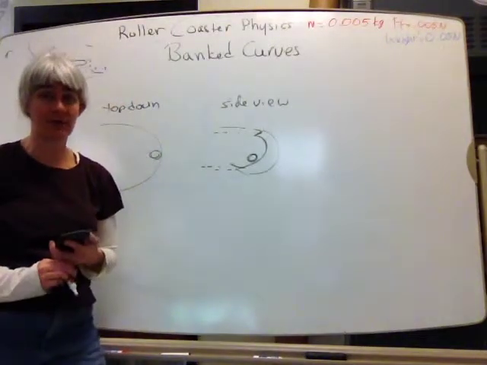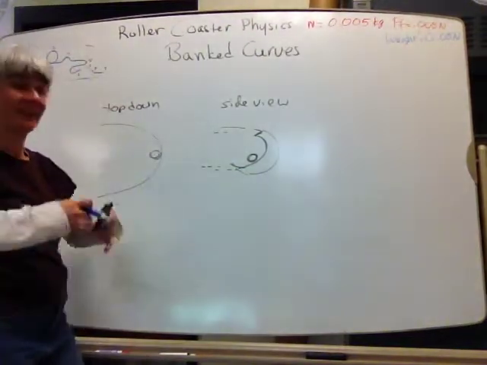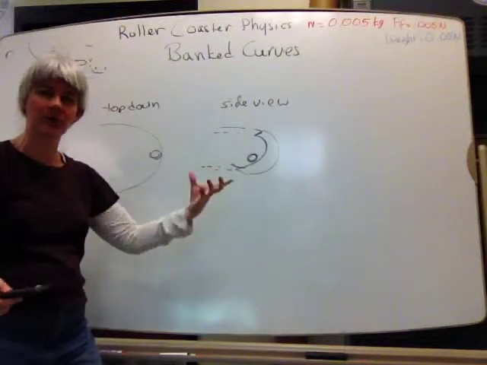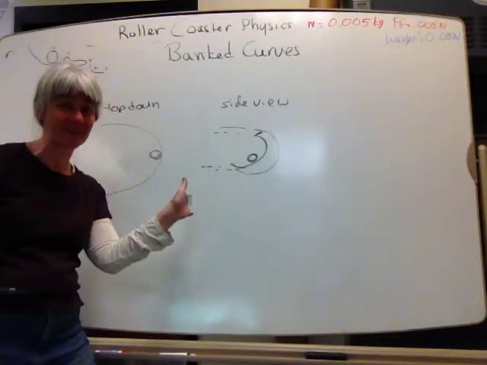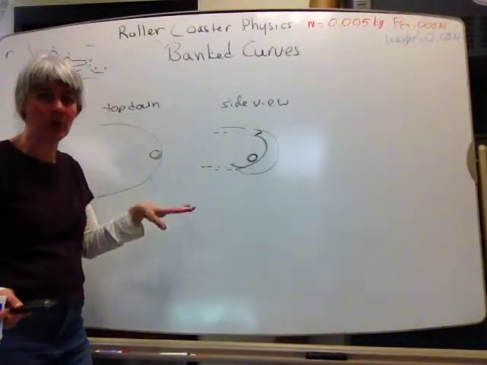Let's talk about banked curves and the force diagrams for banked curves. They are the hardest. The easy part is the force of gravity. You have to show these with two pictures, because you want to look at them both from the side and top down. In the top-down view, the force of gravity goes into the page. We're not going to show that.